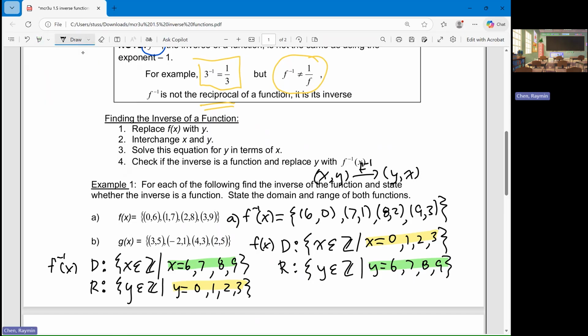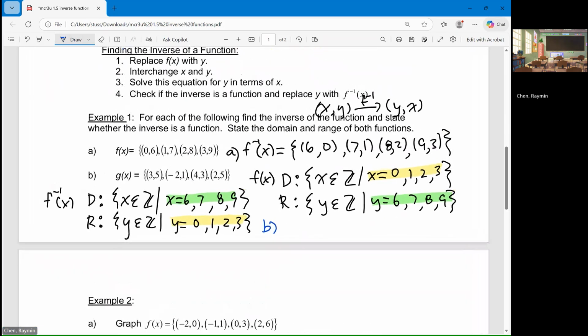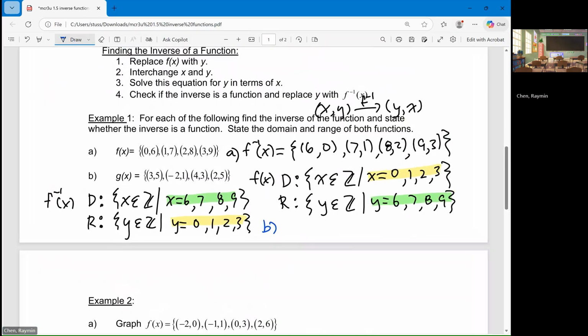For question B, I'll do this in blue if that's okay. And I apologize, it's off screen, really low at the bottom of your screen. Let me just move this up a tad. We have g of x with the coordinates (3, 5), (-2, 1), (4, 3), and (2, 5). To find the inverse, try it yourself, but I think you're going to get (5, 3), (1, -2), (3, 4), and (5, 2).